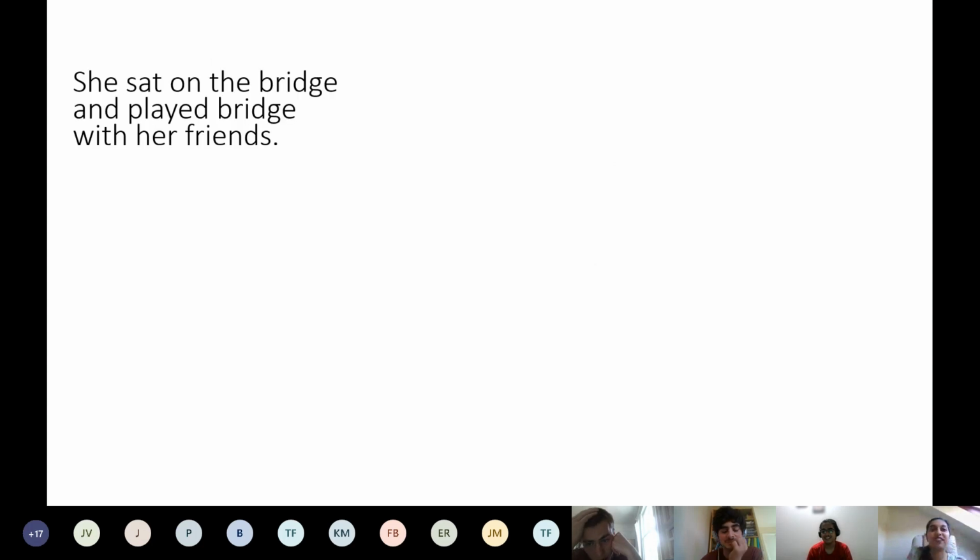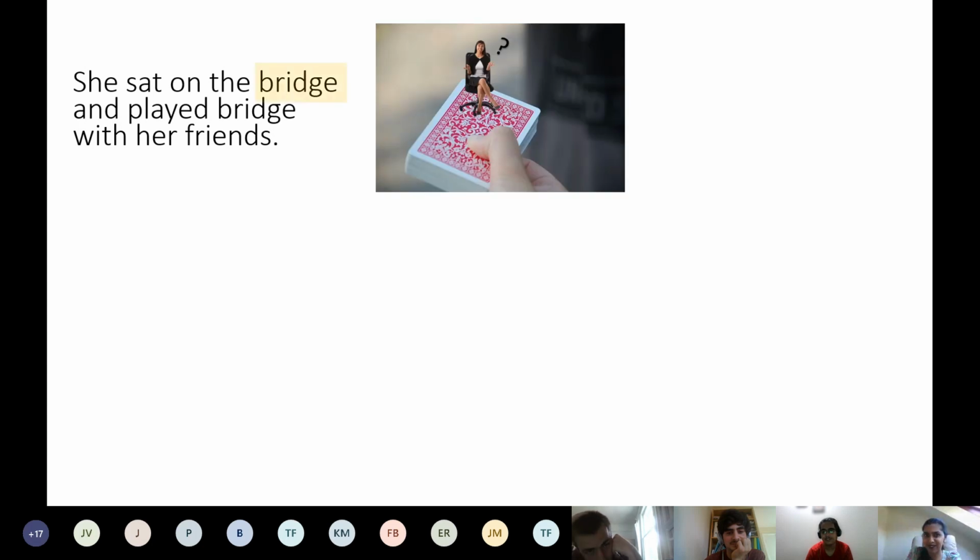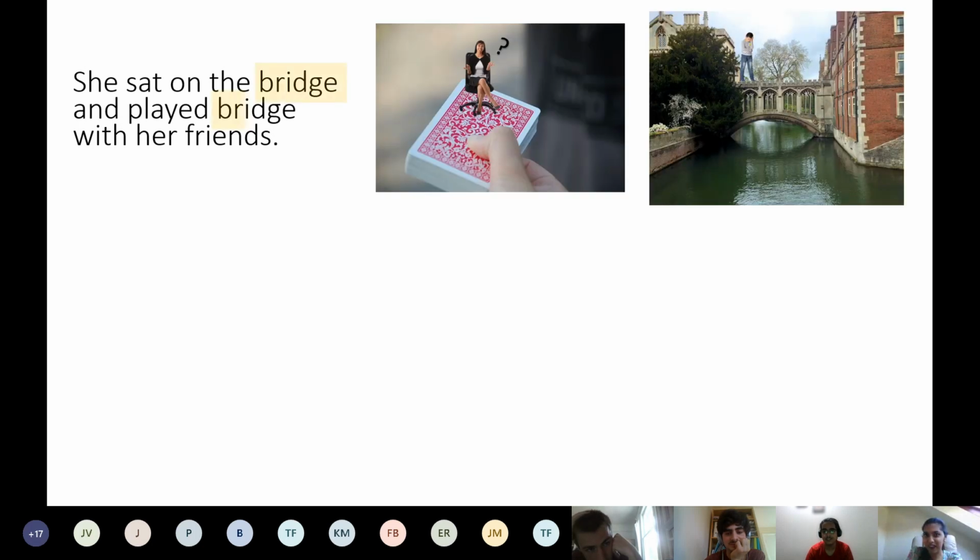So let's say we have this sentence. She sat on the bridge and played bridge with her friends. So she sat on the bridge, as in bridge, the game, and she played bridge, like played with bridges. No, clearly not. That's just not what we were intending to say. However, for a model such as word2vec or GloVe that was trained without any context, those two words mean exactly the same thing. So our pre-trained model has the same embeddings for both of those words.